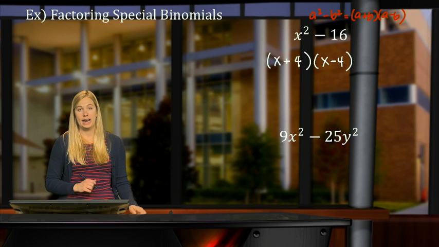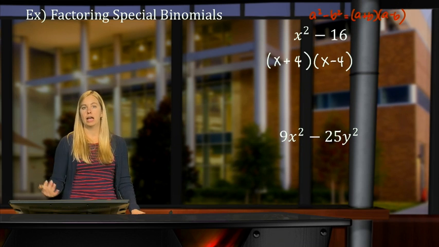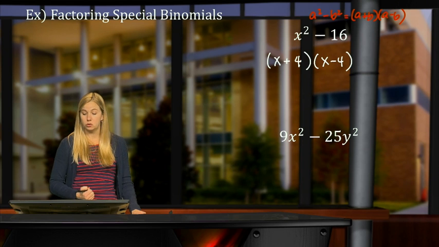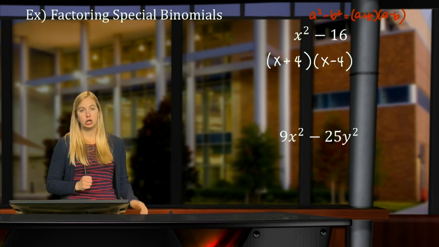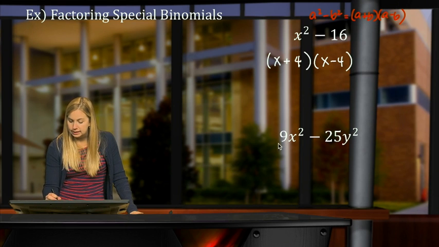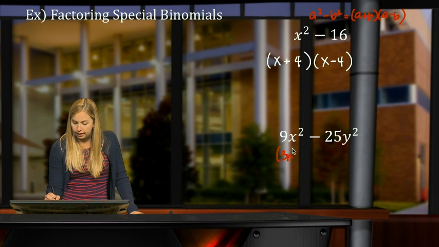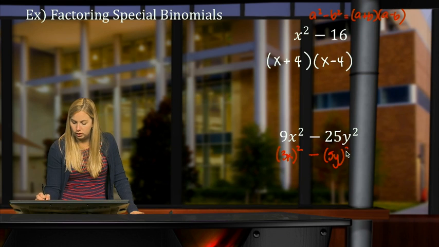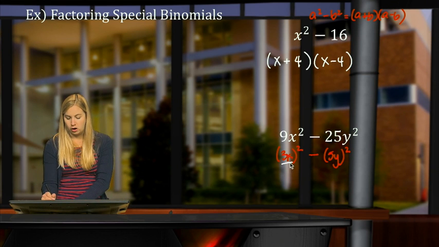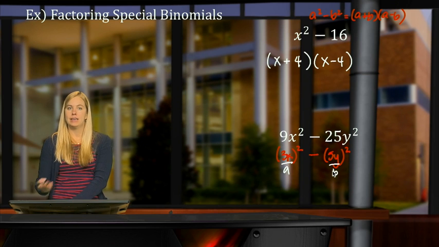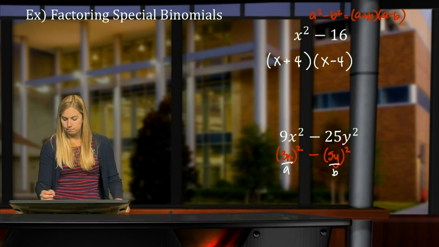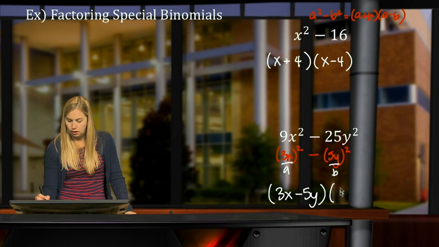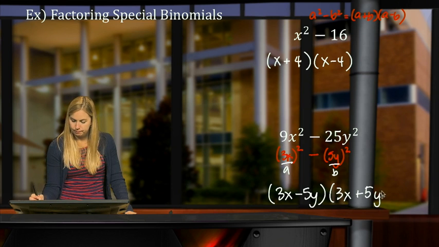In the second example, 9x squared minus 25y squared. Again, we've got two terms. We've got a binomial, an x squared, a y squared. This is more than likely a difference of two squares. 9 and 25 are both perfect squares. We're good to go. So if I look at this, 9x squared is the same as 3x quantity squared. 25y squared is the same as 5y quantity squared, which is giving us the value of our a and our b. Now we can just plug those in to the model. This factors to 3x minus 5y, 3x plus 5y.